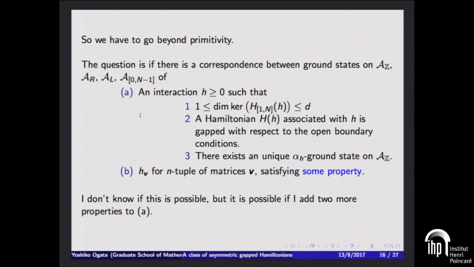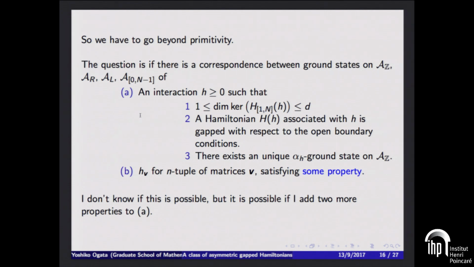And the question, repeating what I would like to do, is whether there is a correspondence between ground states on A_R and A_[0,n-1] of this interaction H satisfying this kind of thing. We have the qualitative properties we have seen so far, and some condition for the interval matrices. But we now know that we cannot use primitivity here, but it should satisfy some property. So I'd like to replace primitivity with some property. But actually, I don't know if this is possible, unfortunately.